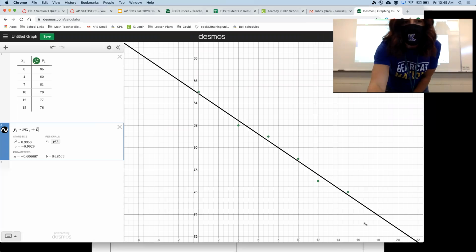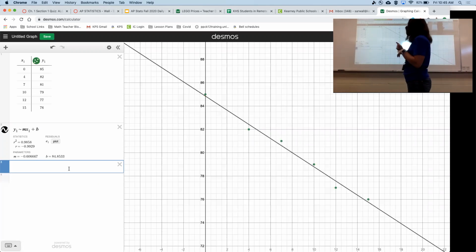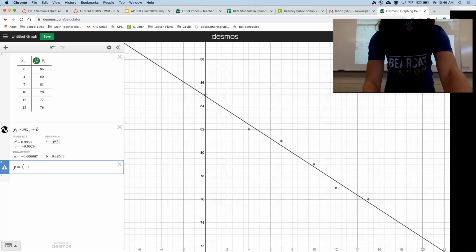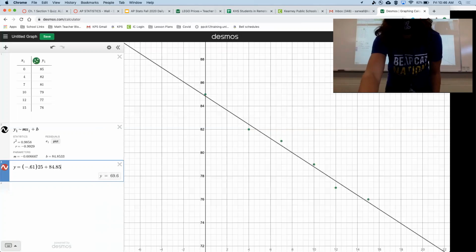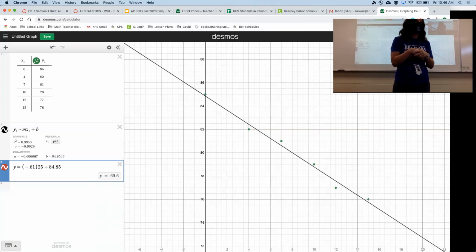Like on this one with the depth and the temperature, we predicted the temperature at a depth of 25, right? All I need to do is type my equation with my 25 plugged in. So we would go y equals, and then my m that it gives me right there, negative 0.61, times 25 plus 84.85. And this tells us that the predicted temperature using this least squares regression line that we just found via Desmos is 69.6. We got 70 when we did it all by hand. Both very similar. We're good to go.